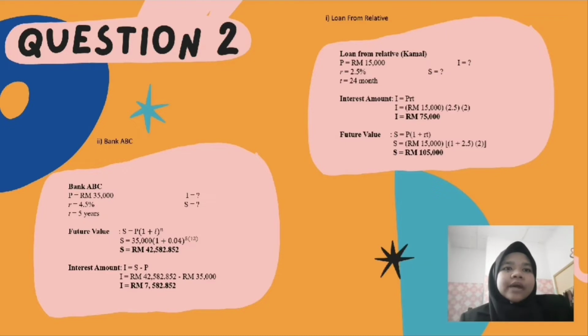For the calculation of Bank ABC, when we want to find the future value, we use the method S = P(1 + i)^n. And also to find the interest amount, we use the method I = S - P. That's all from me. Thank you.